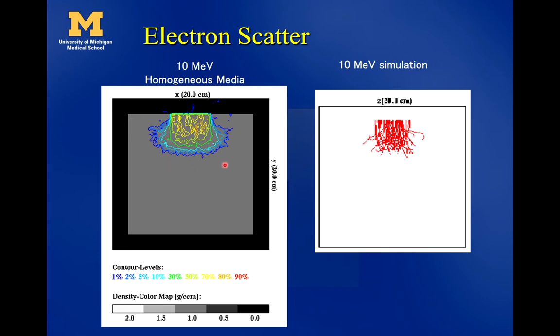This is a dose distribution from a planning system. And this is the exact same data, but just showing the individual electron tracks. So this is obviously not all of them. Monte Carlo calculations have millions of electron tracks in them. But you can see what's going on here.